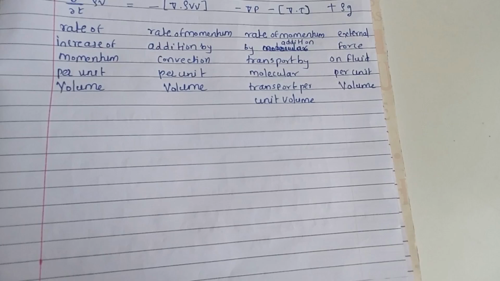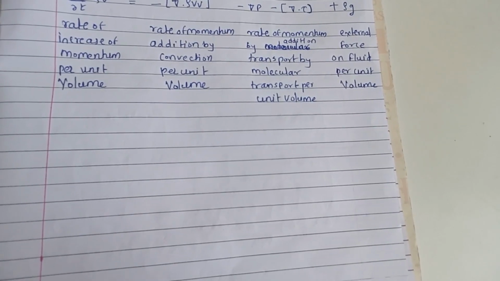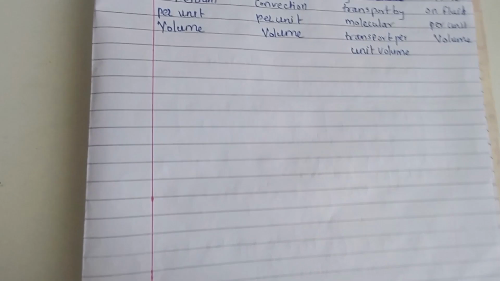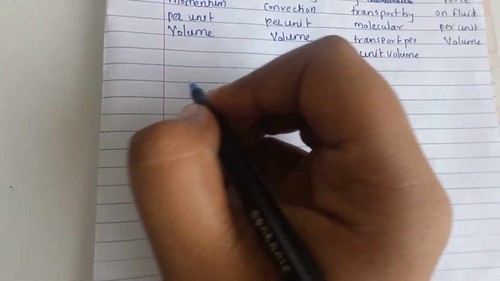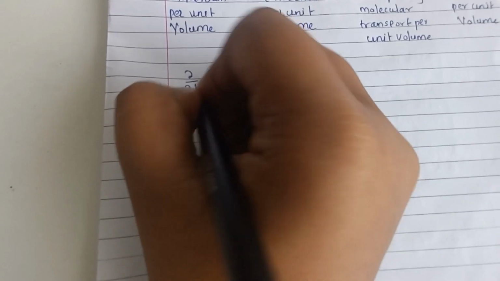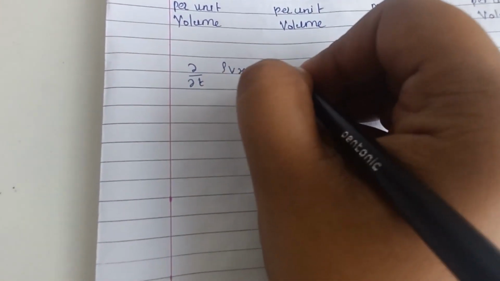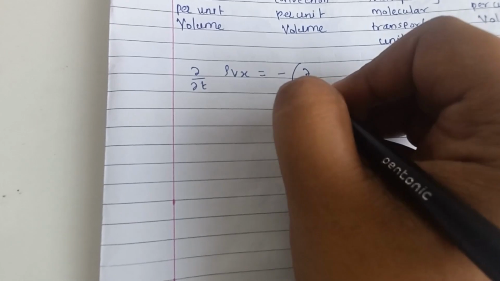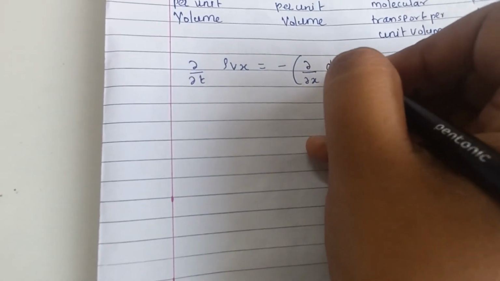As I have mentioned earlier, we discussed that the rate of increase of momentum per unit volume is equal to the rate of momentum addition by convective transport per unit volume, plus the rate of momentum addition by molecular transport per unit volume, plus external forces on the fluid per unit volume.